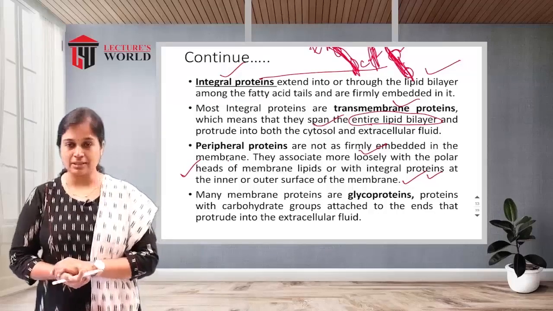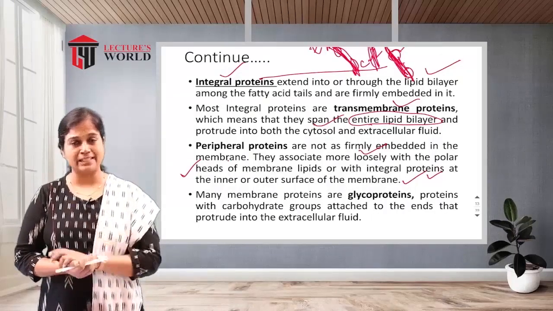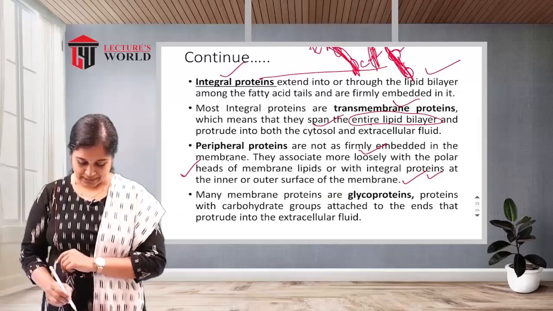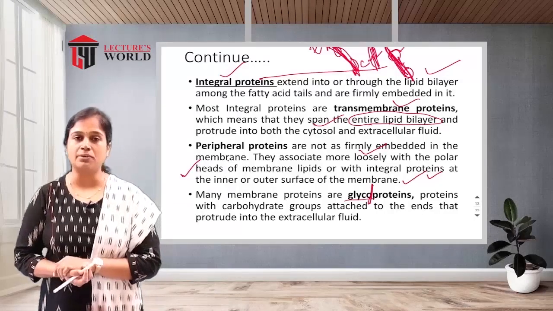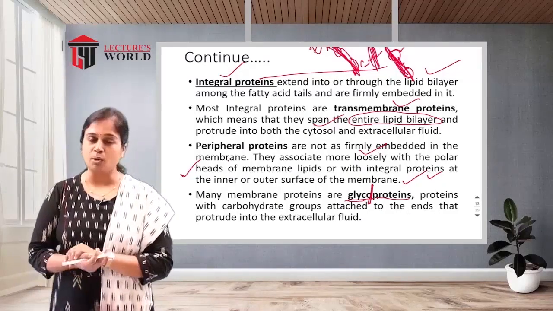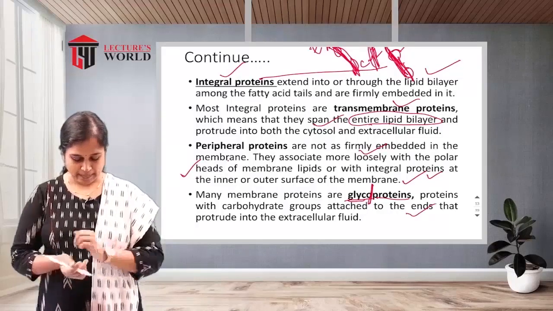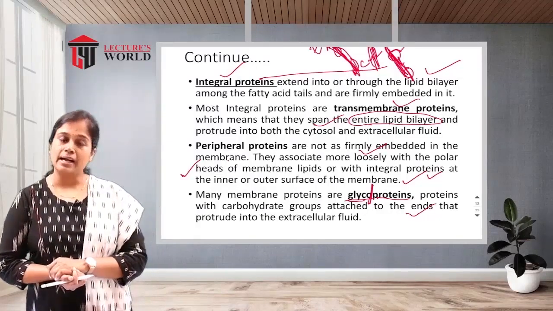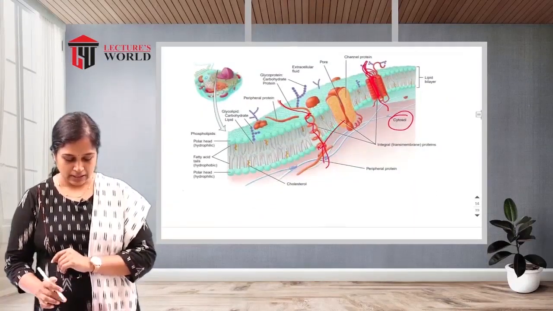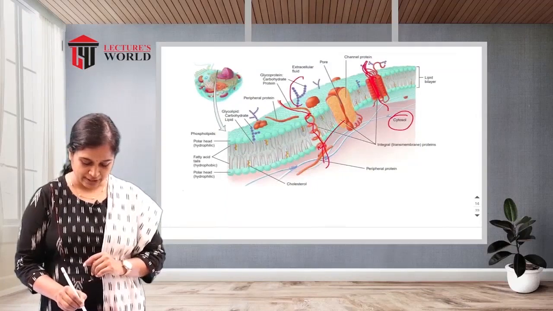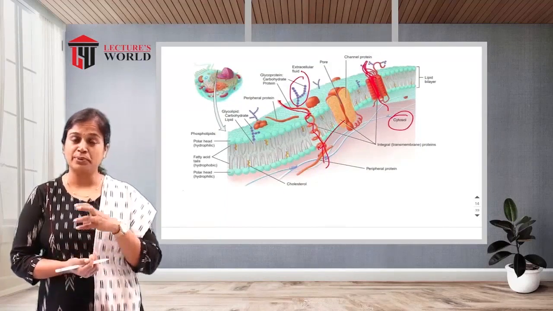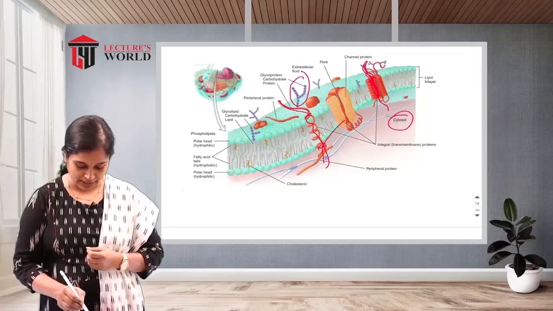Many membrane proteins are glycoproteins. This membrane has another protein as well, known as the glycoprotein. The name itself suggests glyco, related to a carbohydrate group, which is attached to the protein. So these proteins with carbohydrate groups attached to the ends protrude into the extracellular fluid. You can see in this image, this is the glycoprotein. Where is it attached? It is attached to the protein which is protruded extracellularly.